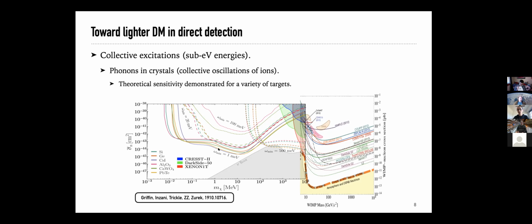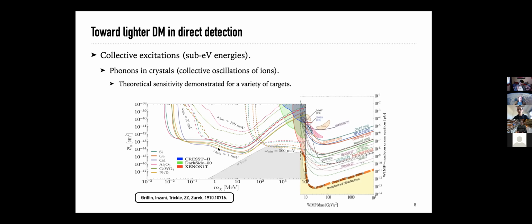Beyond phonons, we can of course also think about other types of collective excitations because condensed matter physics is a vast field and there is really a lot we can look into. And beyond phonons, we have, for example, looked into magnons. So these are collective spin excitations in magnetically ordered materials.